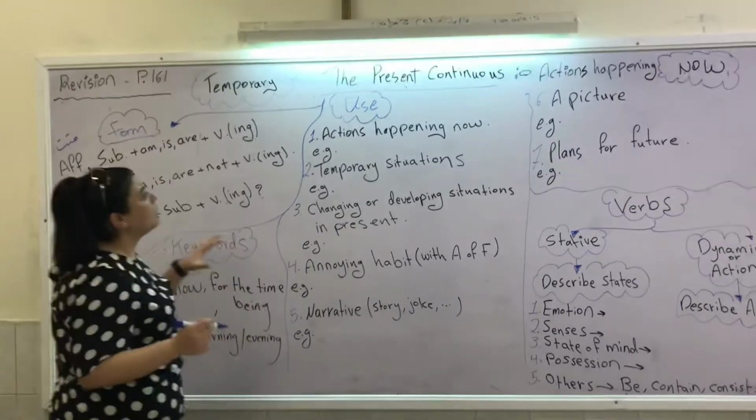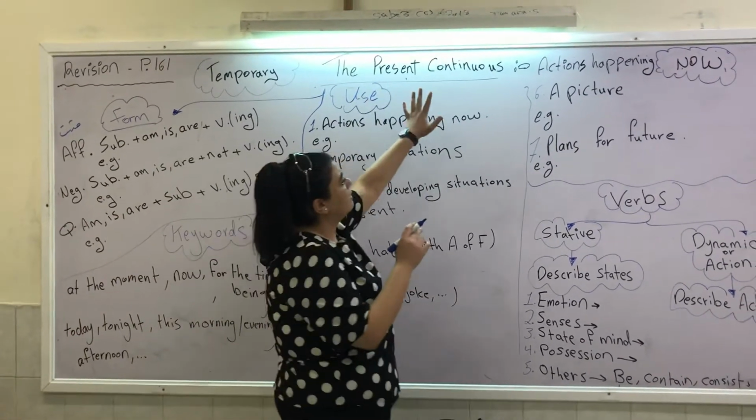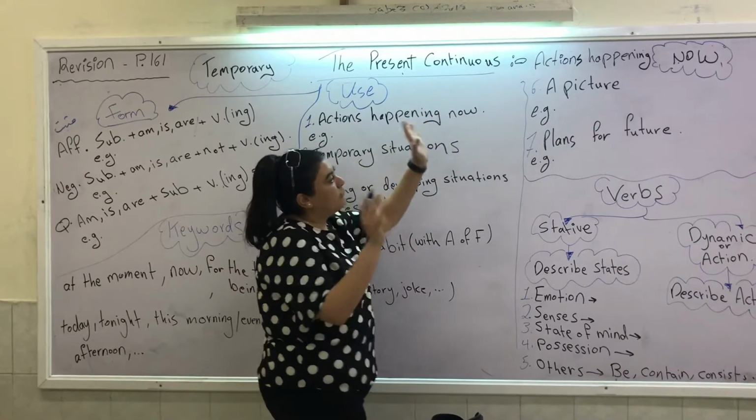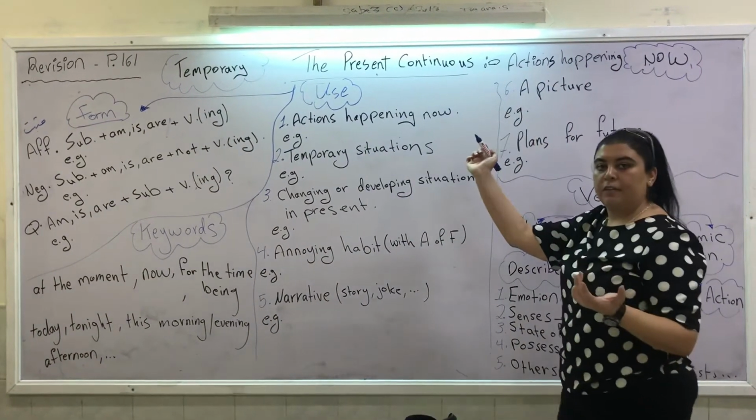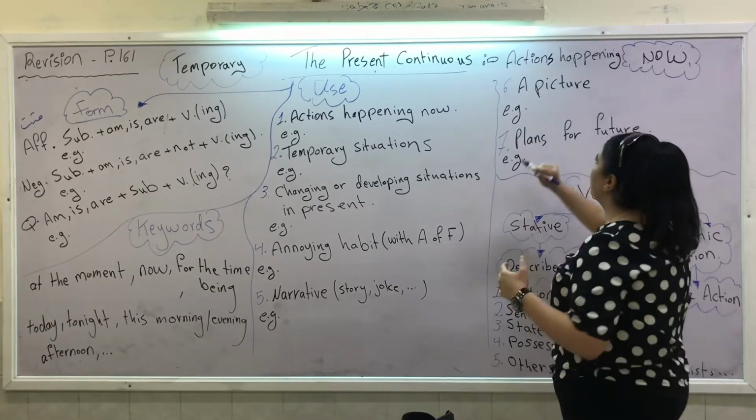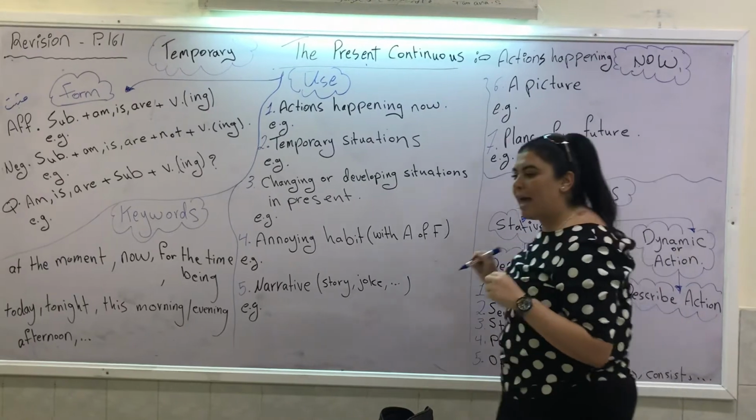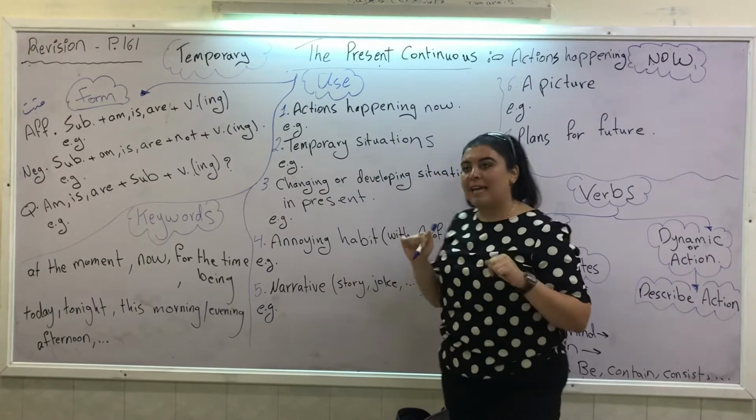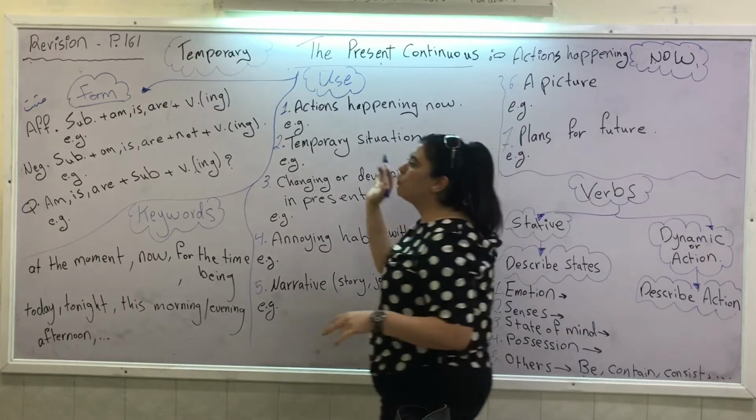So, what we are going to explain regarding the present continuous, the first thing, which is the definition of it. The meaning is actions happening now, actions that are happening at this moment, at the meantime. Tamam? Now we'll go to the form.